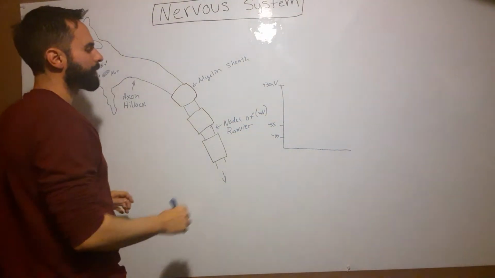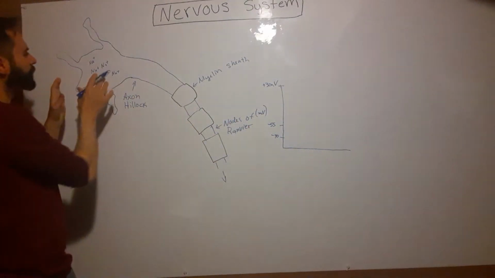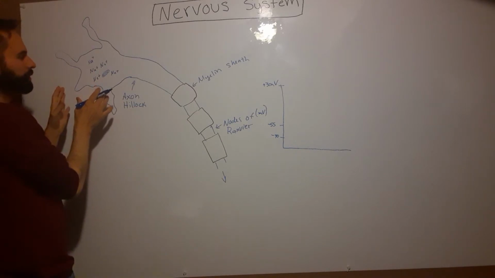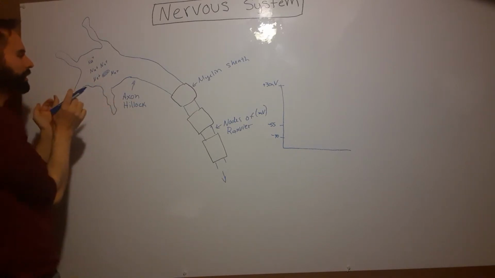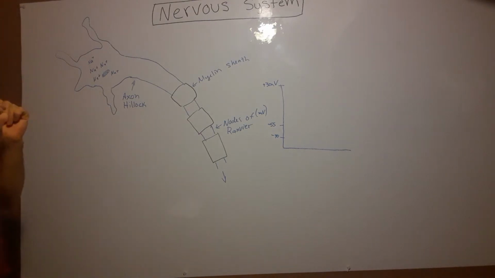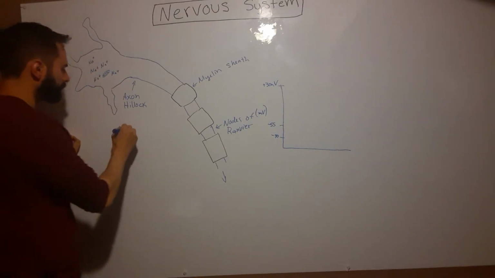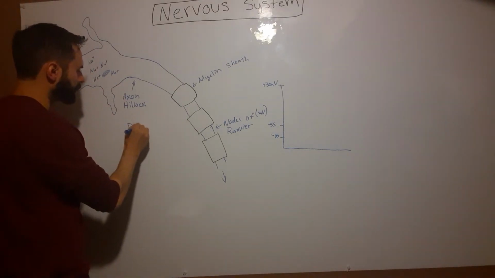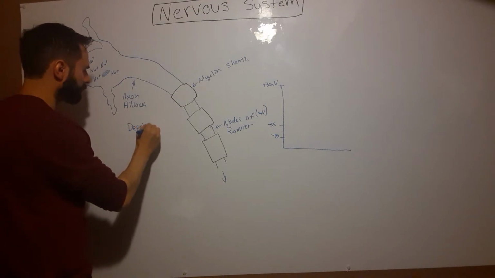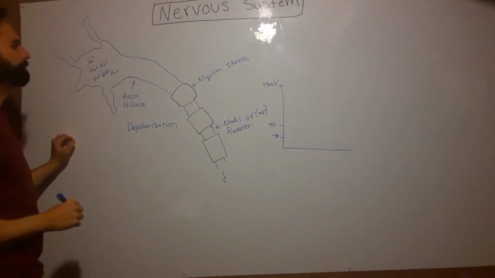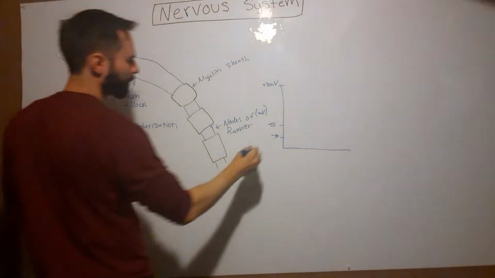All right, so at -70, when you start getting an influx of these positive ions, the inside charge is going to change. You're going negative and then you're going positive. You're going to be creating what's called the depolarization effect. Remember, depolarization is a word you want to know. It will become more positive.